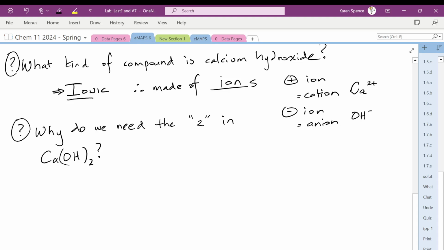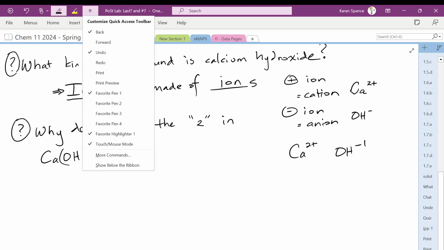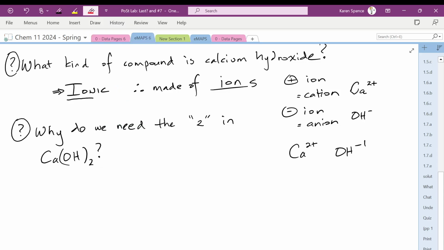Why do we need that 2? Ah, I see people crisscrossing. This will work, but that's not why we need it. That's a trick to allow you to find formulas quickly. So if you have Ca2+ and OH, which is minus, which means minus how much? Minus 1. If you crisscross these numbers, that will indeed get you the formula, okay?